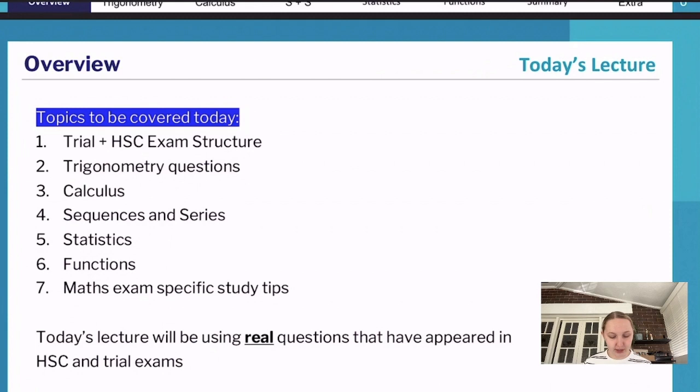So you'll be looking at topics: trig, calculus, sequence and series, stats, and functions. And then I guess at the end we'll be looking at some specific exam tips for studying for maths, because maths is quite different for most of you from the rest of your subjects. I guess you're doing physics, so it's kind of similar to physics, but for most of you, maths is a really different sort of approach in regards to studying, so we'll talk about that.